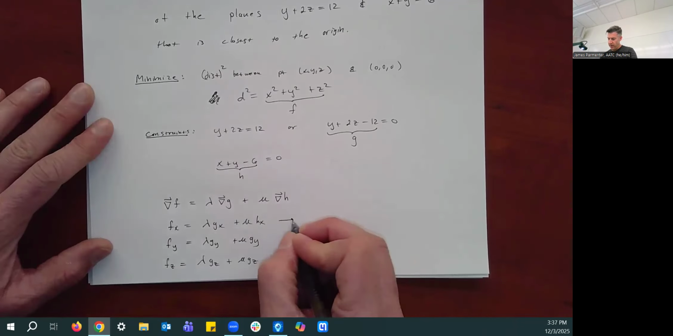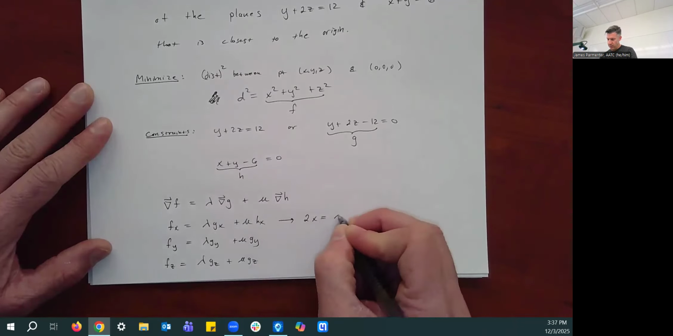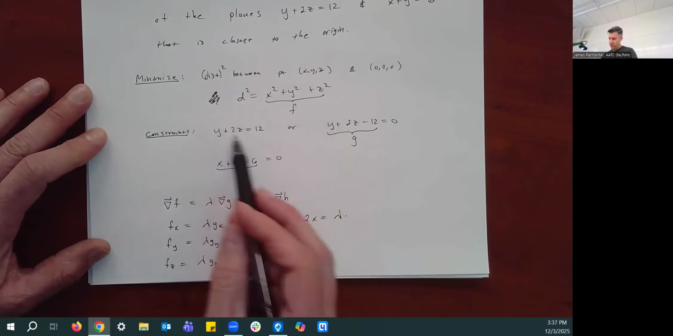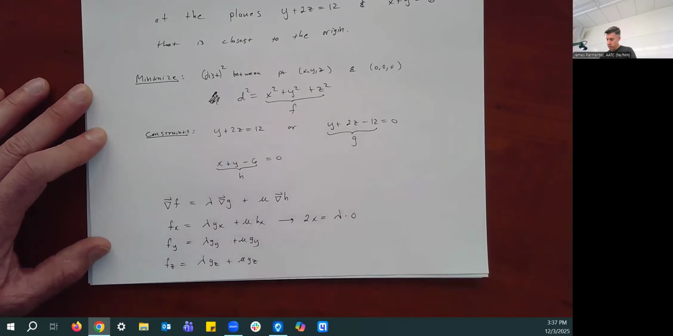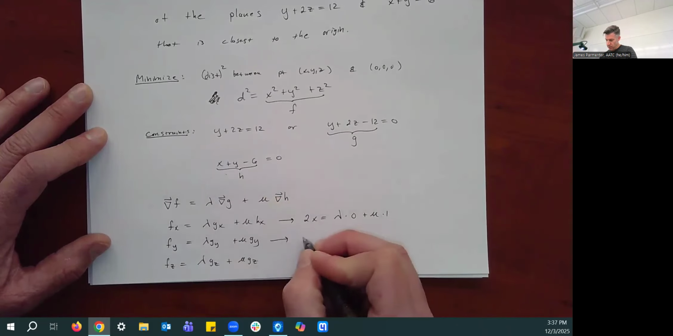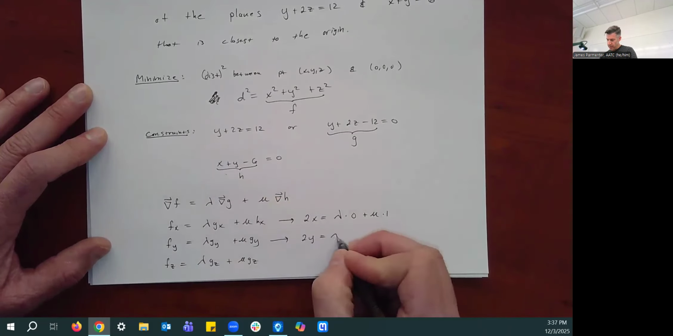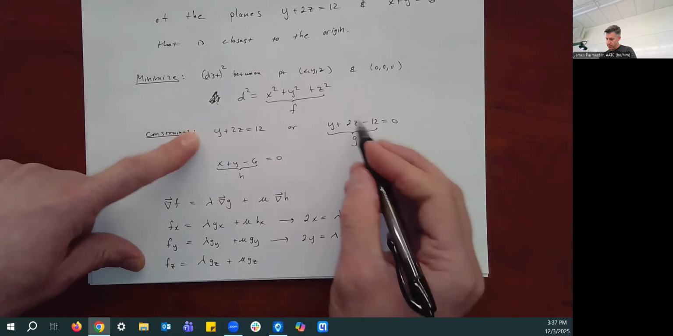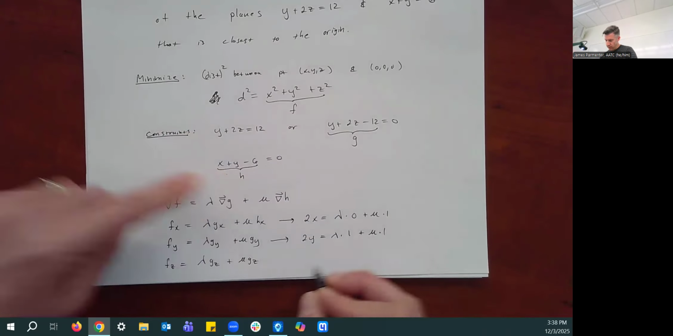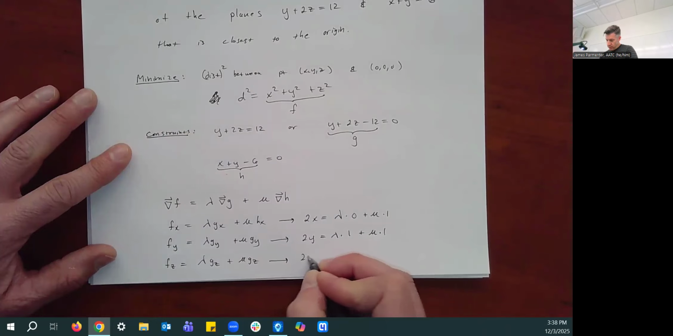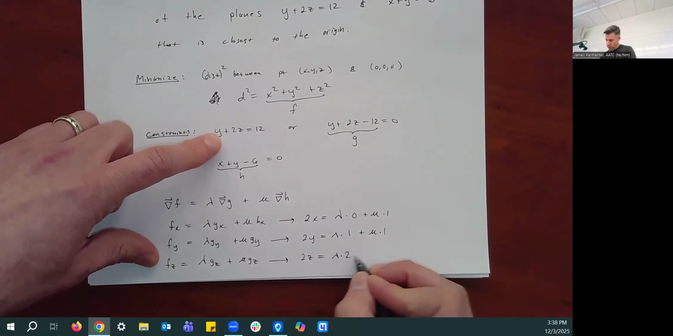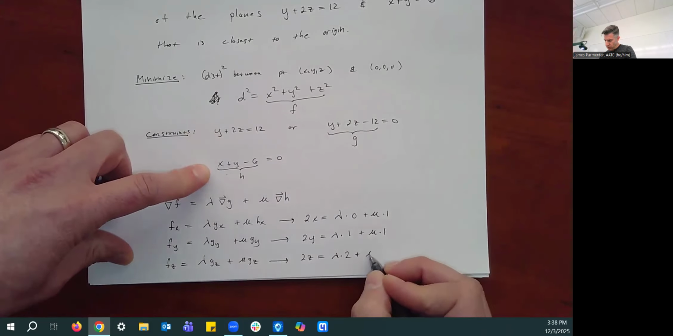So let's see what we've got here. We've got 2x equal to lambda times gx, what is gx? Gx is 0 and hx is 1. And then this one's going to be 2y equals lambda times gy, which is 1, and hy is also 1. And finally, 2z is going to be lambda times gz, which is 2, and hz is 0.